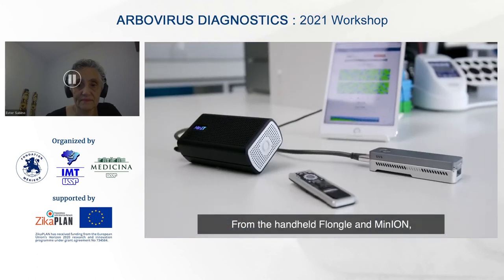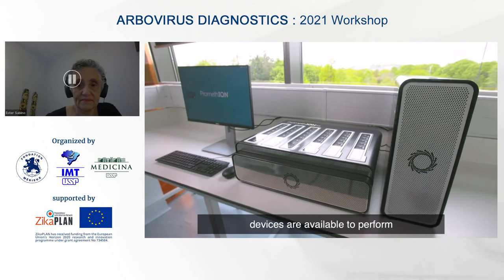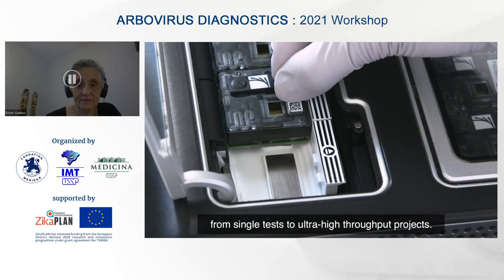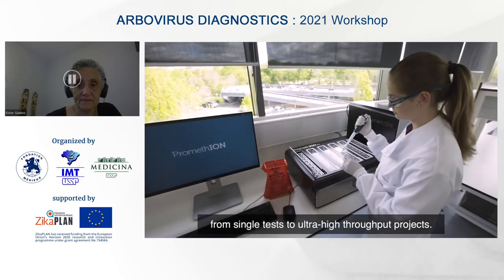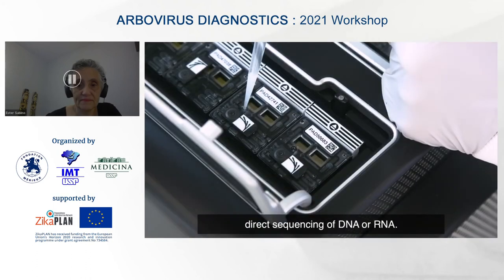From the handheld Flongle and MinION to the benchtop GridION and PromethION, devices are available to perform on-demand sequencing experiments from single tests to ultra-high throughput projects. All offer rapid, long-read, real-time, direct sequencing of DNA or RNA.